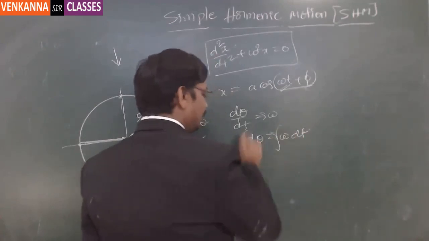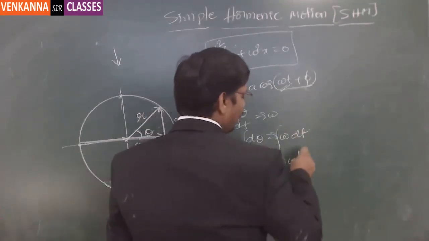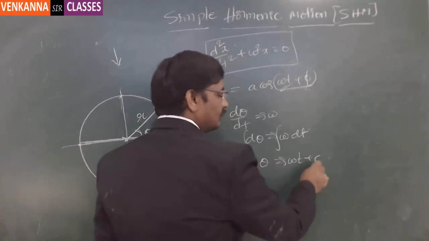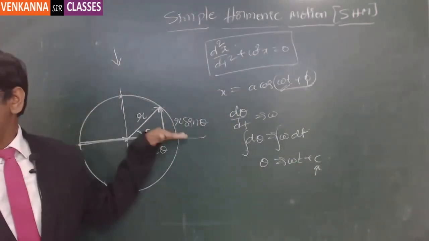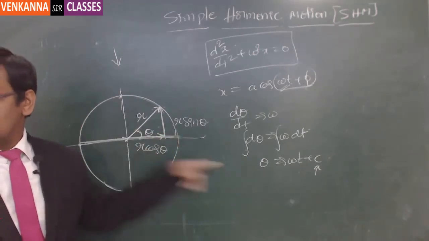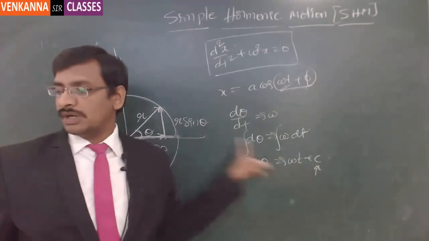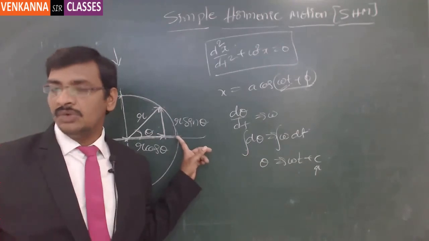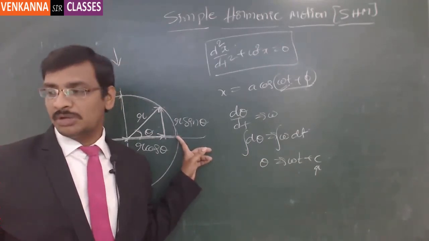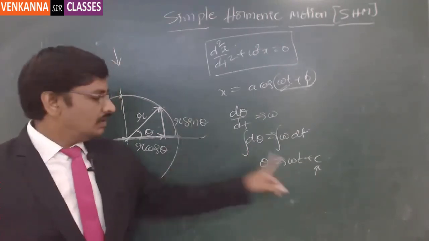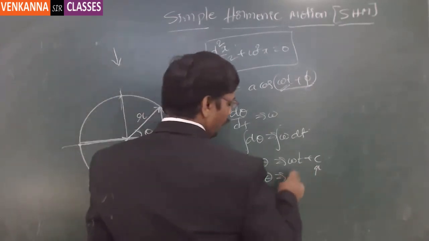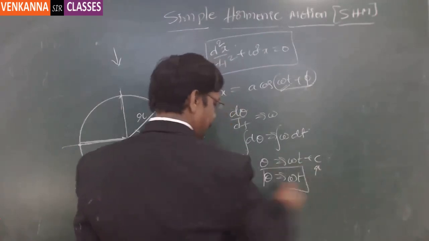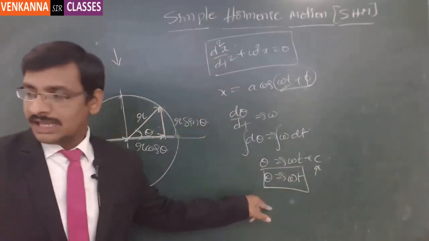Now if you integrate on either side, theta is equal to omega t plus c, and for the initial condition we treat c as 0, because at t equal to 0 it is at the horizontal location. For our convenience we can treat the initial position at this location, as we did in the case of simple harmonic motion, which is the extreme position here, where c comes out to be 0. Then theta equal to omega t, where omega is the angular velocity.